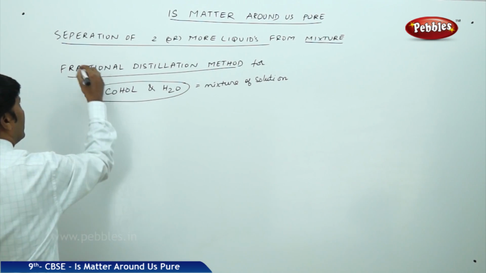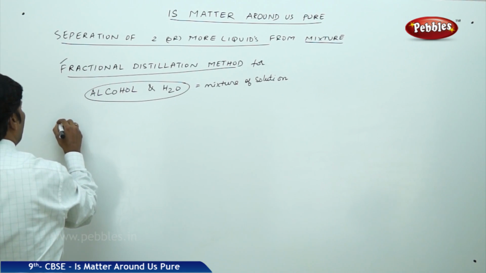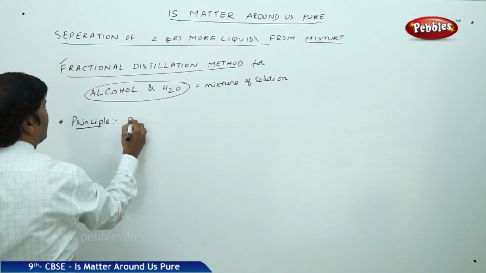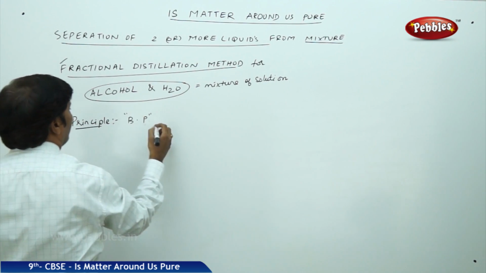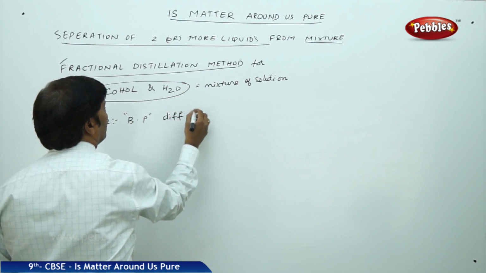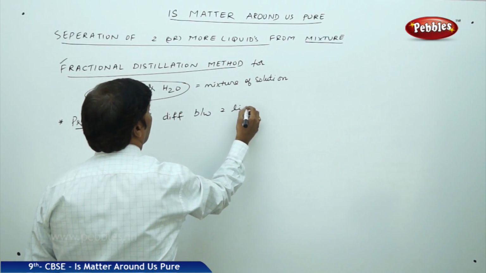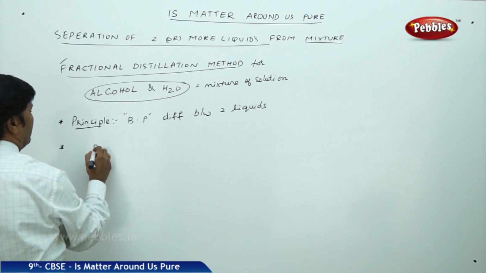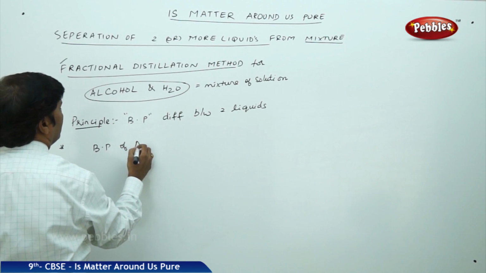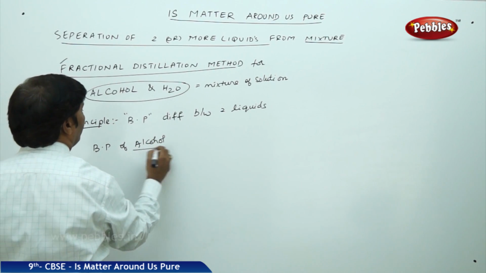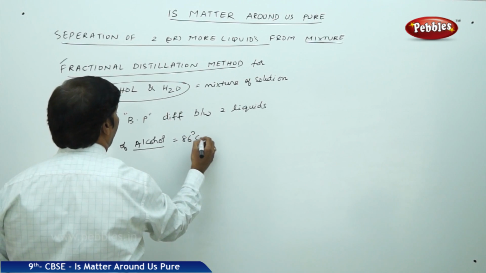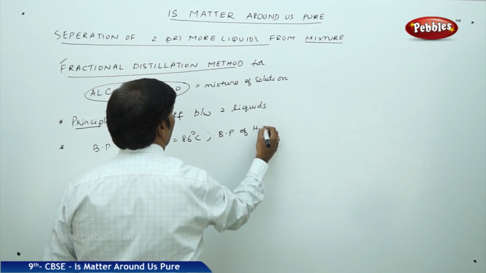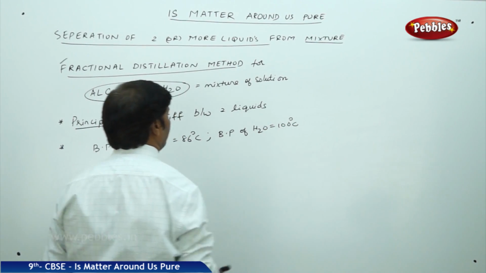So what is the principle involved here? Fractional distillation means, what is the principle involved here? Principle is boiling point difference between two liquids. Point number one. What is the boiling point of alcohol? The boiling point of alcohol is 86 degrees centigrade, and the boiling point of water is 100 degrees centigrade.